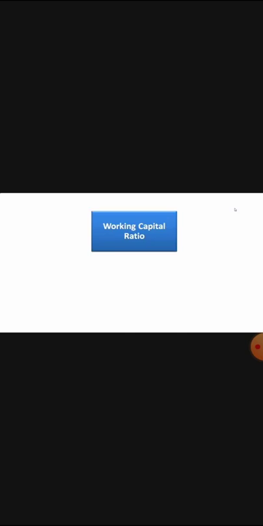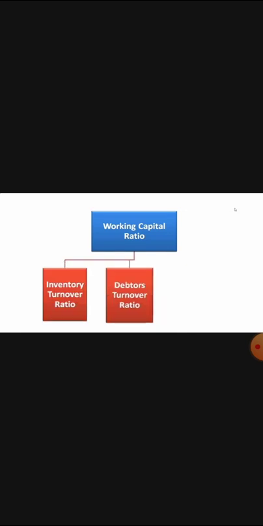In working capital ratios, our focus is that we are going to compare sales or purchases with working capital, and we are going to carry out various kinds of analysis. Okay, so our focus is this. We are going to talk about inventory turnover ratio. We'll also be talking about debtors turnover ratio and creditors turnover ratio.